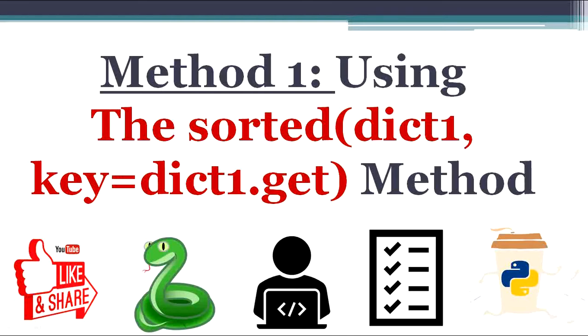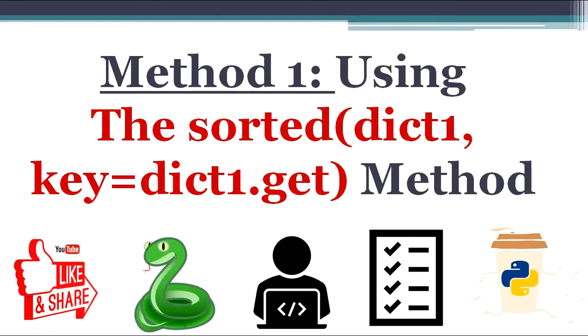Now the sorted function has 3 parameters. These parameters are an iterable, which is a sequence to be sorted like a list, a dictionary, a tuple, or anything like that. Now it's a mandatory parameter. Then we have the key argument. So the key argument is a function that is used as a key for the sort comparisons. By default, the key parameter has a value of none and it is an optional argument.